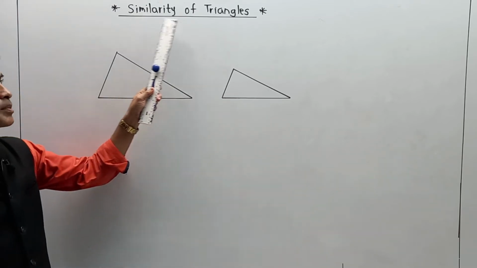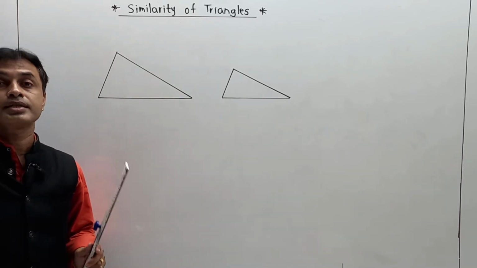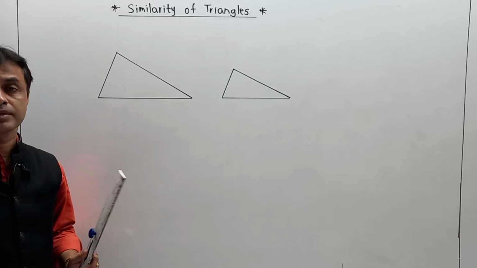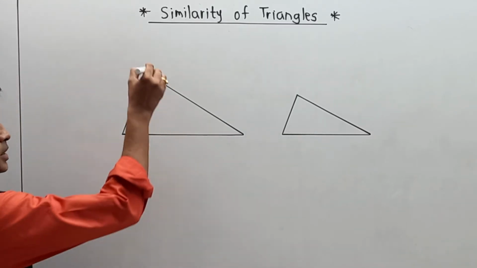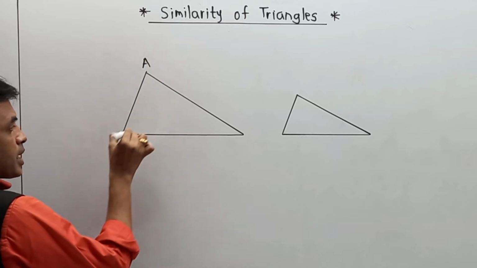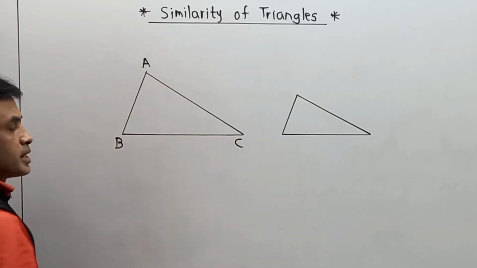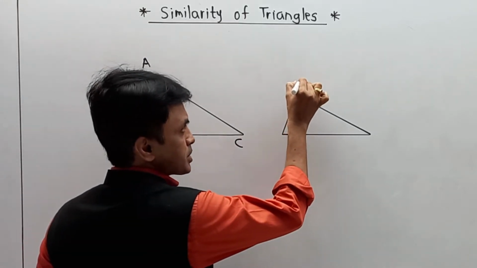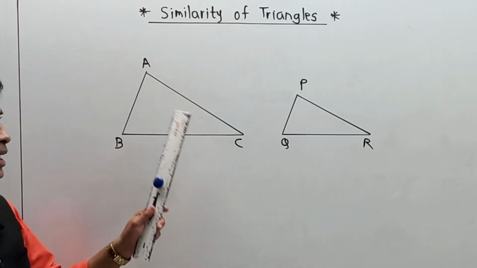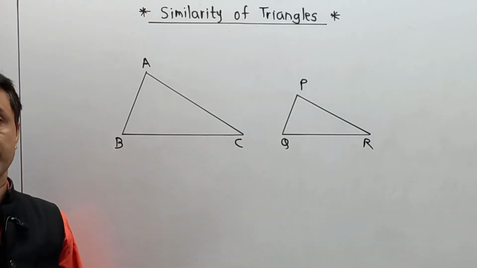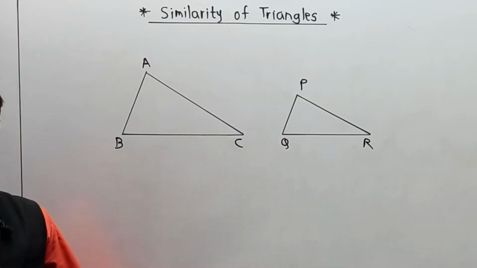Now the concept is called similarity of triangles. We are not going to discuss congruency of triangles, we are going to discuss similarity of triangles. Please pay attention. Here there are two triangles. Let us give a nomenclature. The name of the first triangle is ABC, and let us say the second triangle is named triangle PQR. Now one by one try to understand. When can I say these two triangles are similar? What is the condition, what is the sequence and what is the logic? All the concepts I am going to clear over here.